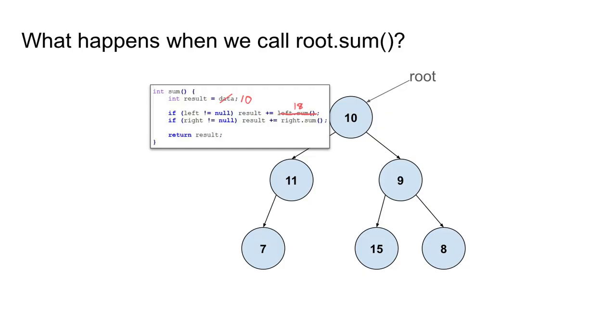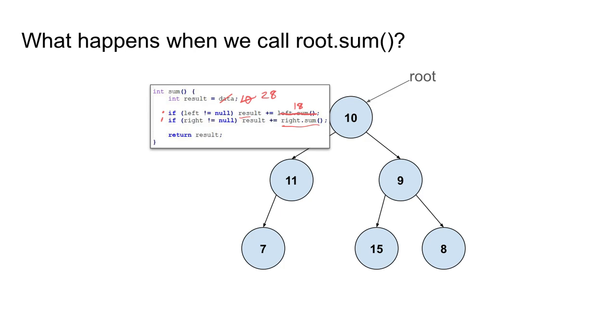And that means that's being added to result. So now result is 28. And we're done with that if statement. So we move to the next if statement. And in this case, right is not equal to null. And that means we're going to make a recursive call to compute the right sum.